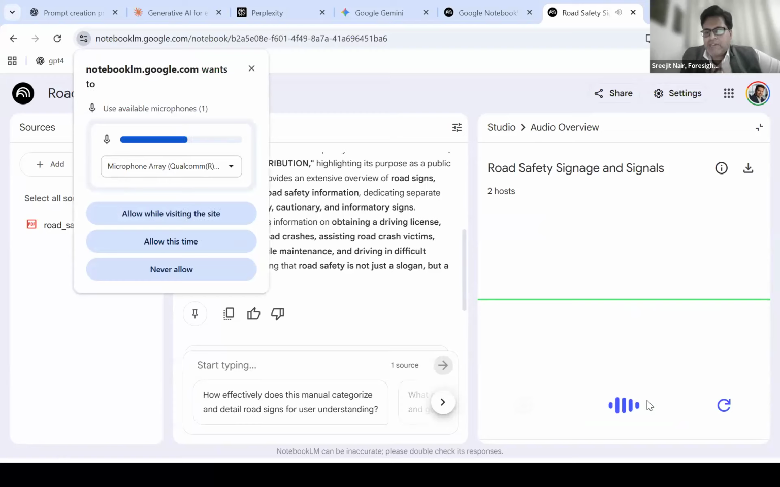So I just had this question: what about road safety in the particular context of India? Yes, you there? Can you answer this question?